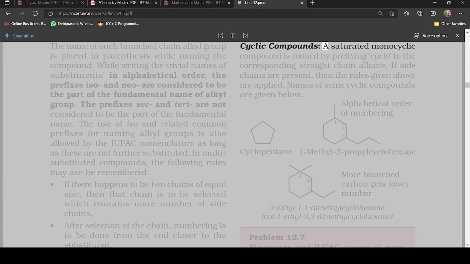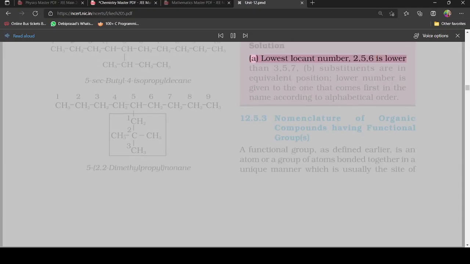Cyclic compounds. A saturated monocyclic compound is named by prefixing cyclo to the corresponding straight chain alkane. If side chains are present, then the rules given above are applied. Names of some cyclic compounds are given below. Solution. A. Lowest locant number: 2,5,6 is lower than 3,5,7. B. Substituents are in equivalent positions. Lower number is given to the one that comes first in the name according to alphabetical order.